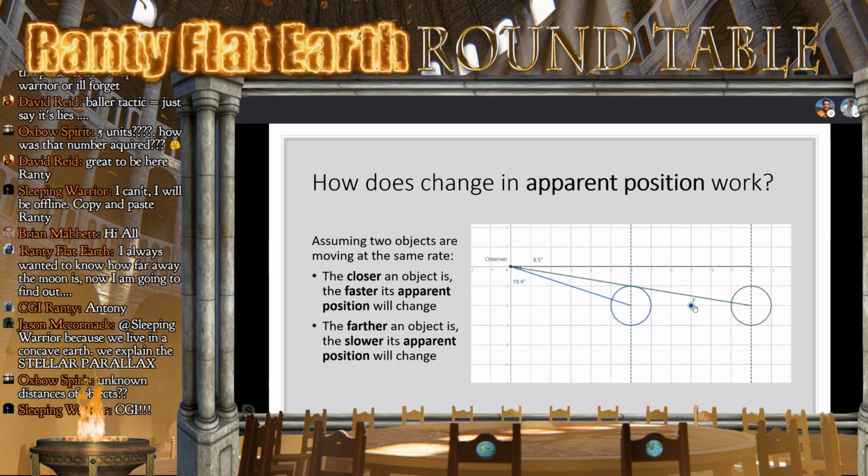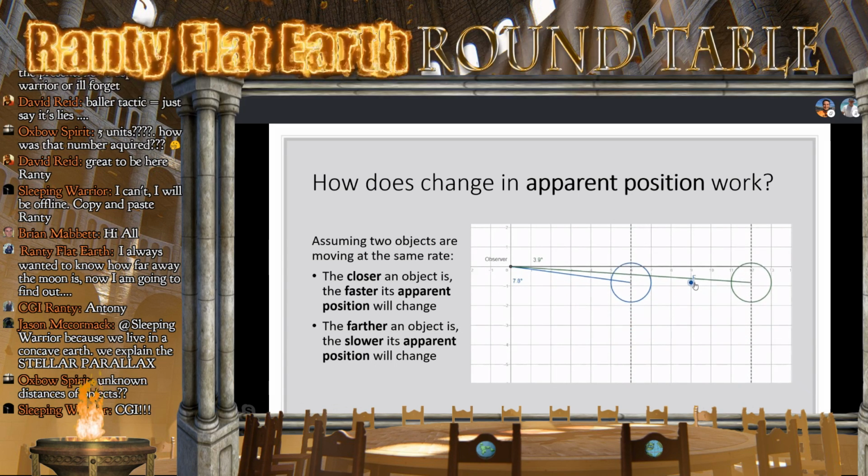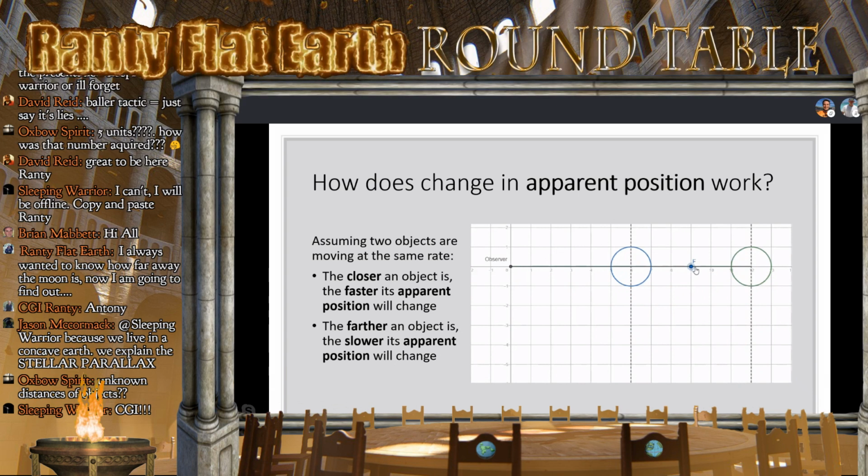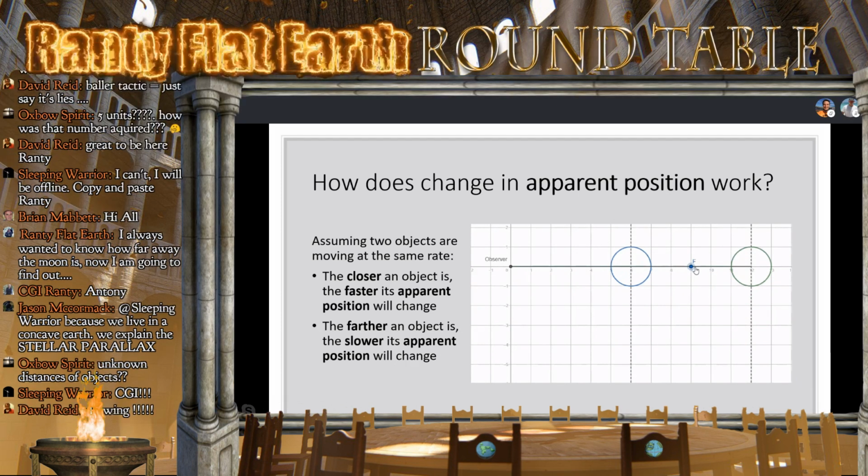And you can see here, even though the two objects are actually moving at the same rate, the closer object will appear to the observer to be moving faster because it is appearing to change its location faster. It has to cover more than 33 degrees of visual space in the time that the more distant object has to cover only about 18 degrees.